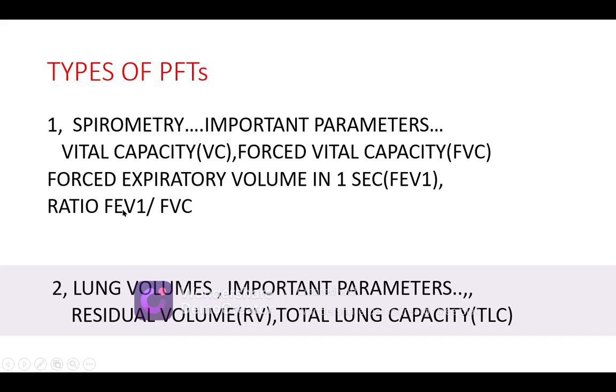If FEV1 is increased, the ratio will be increased. If forced vital capacity is reduced, the ratio will be increased. Lung volumes are also calculated, like residual volume and total lung capacity. The two parameters are enough.